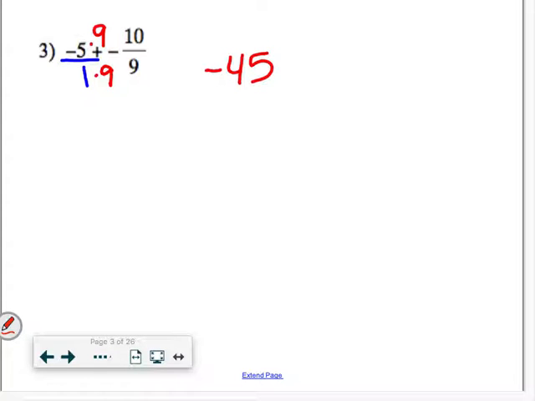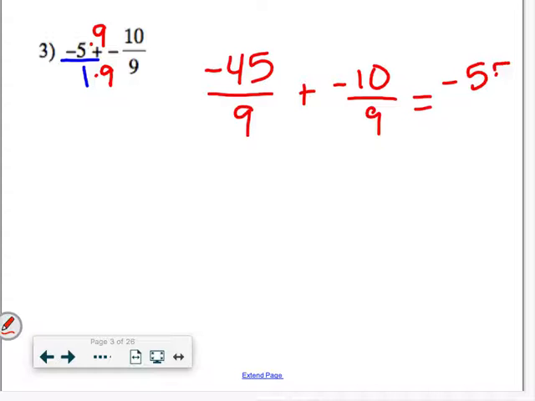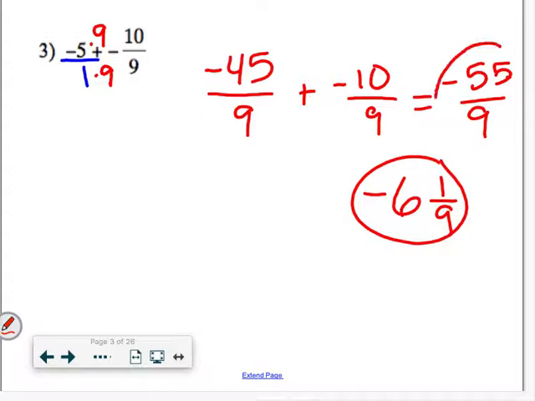To get 9, you times 1 by 9. So you have negative 45 over 9 plus a negative 10 over 9. Now we have the common denominator, we can add across the top, which is negative 55 over 9, or, as a mixed number, negative 6 and 1/9. Okay? So nothing needs to be simplified, because if I look at this negative 6 and 1/9, they can't get any smaller. So either of these answers are fine.